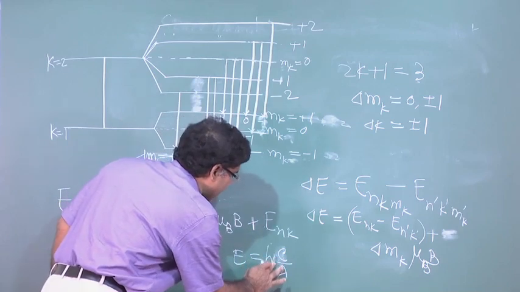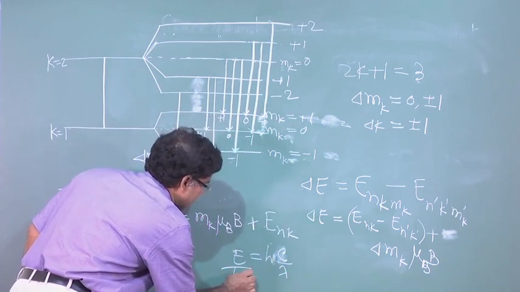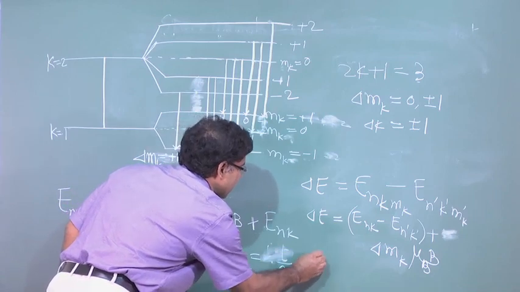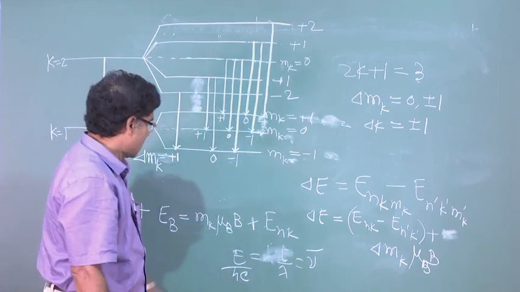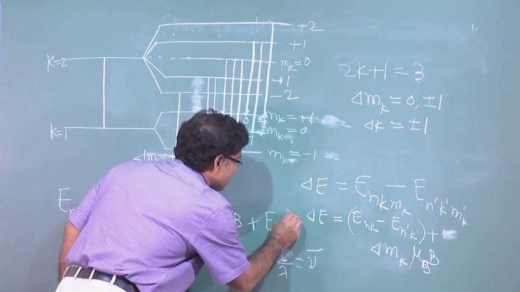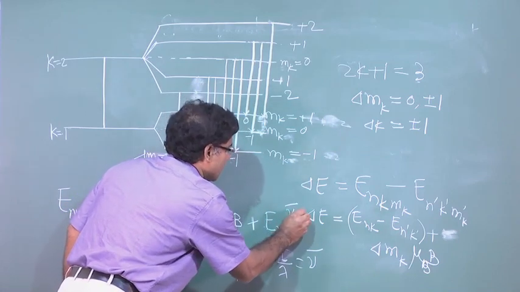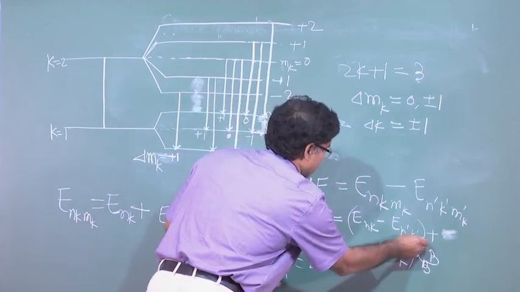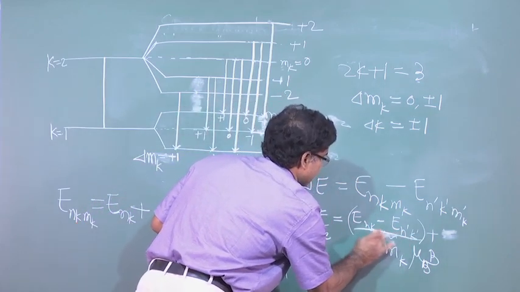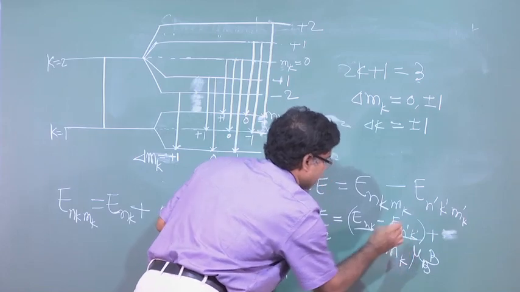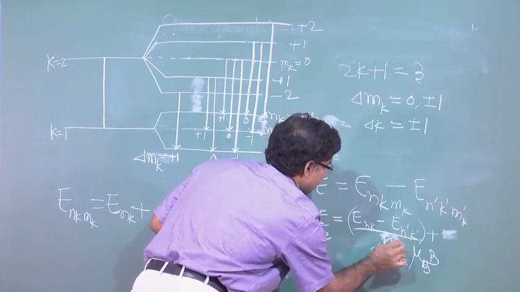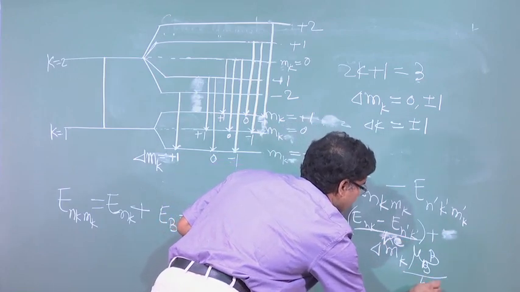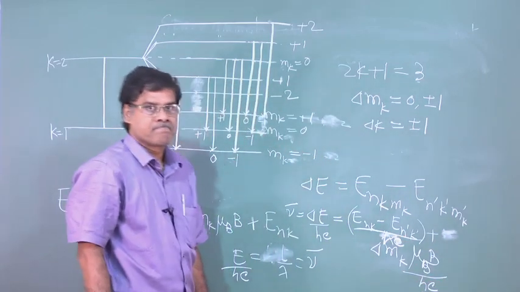So, if I divide it by Hc, I will get 1 by lambda. So, this is basically nu bar. I will get nu bar, 1 by lambda, if I divide by Hc. It does not matter, okay.